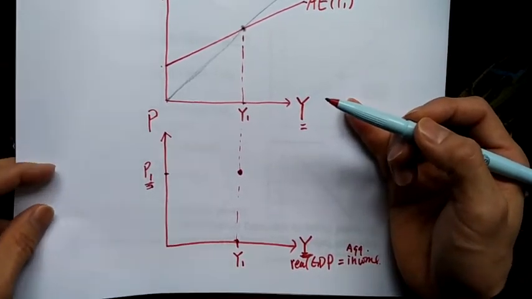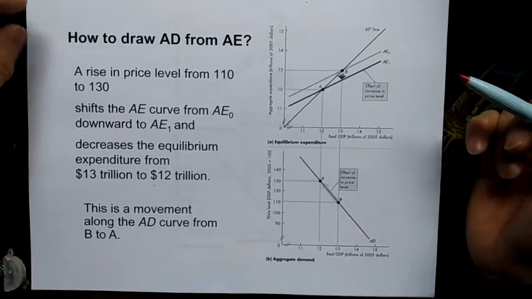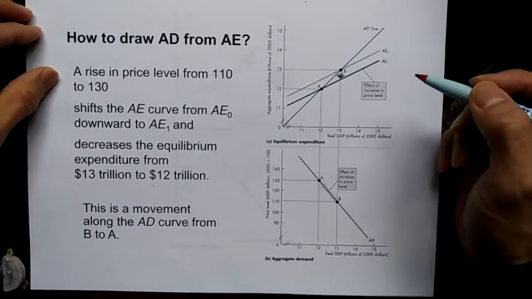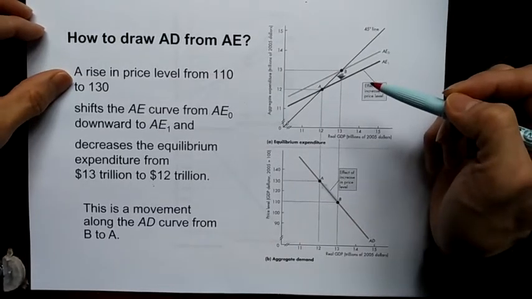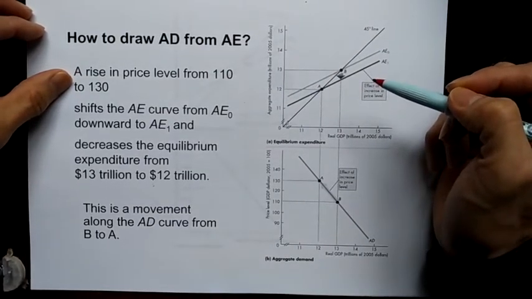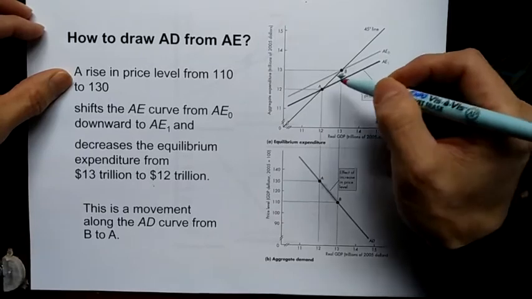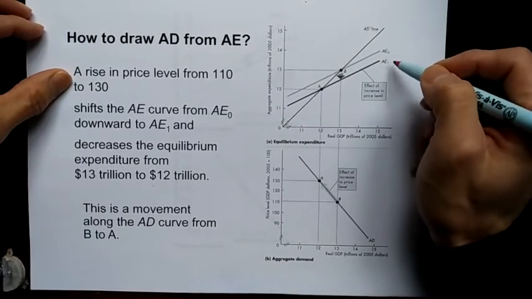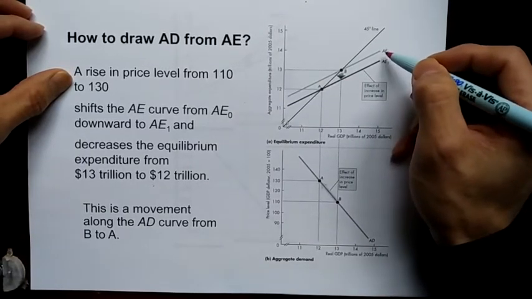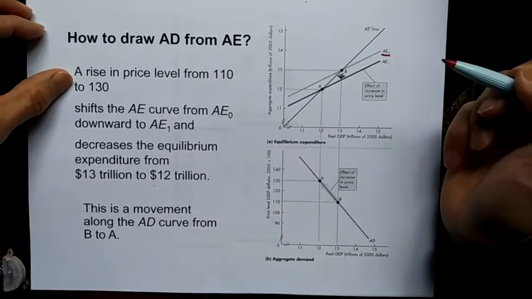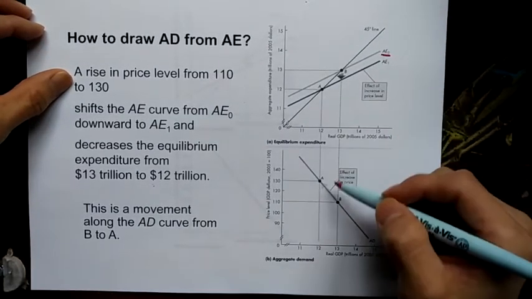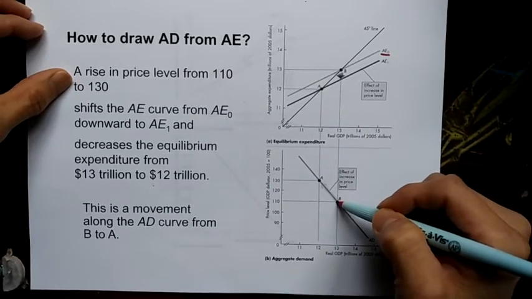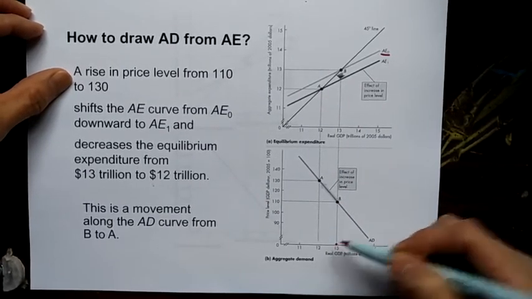Let me do it again, using the example in the textbook. Originally, we have this AE0. And then we have this equilibrium income 13.